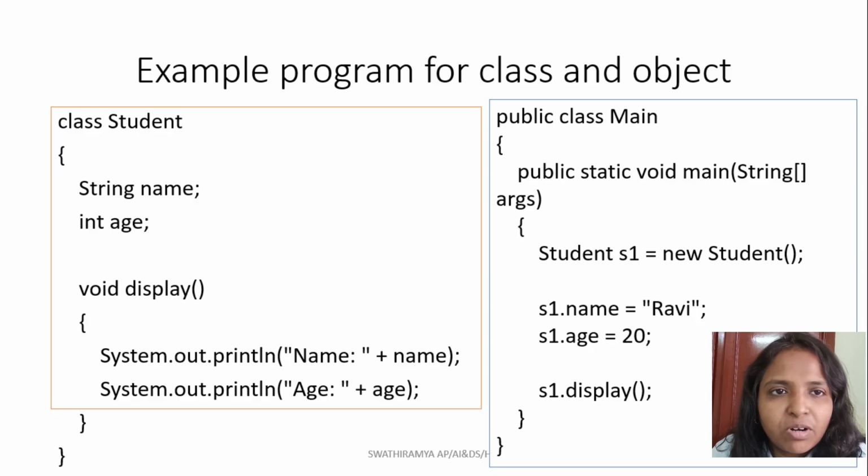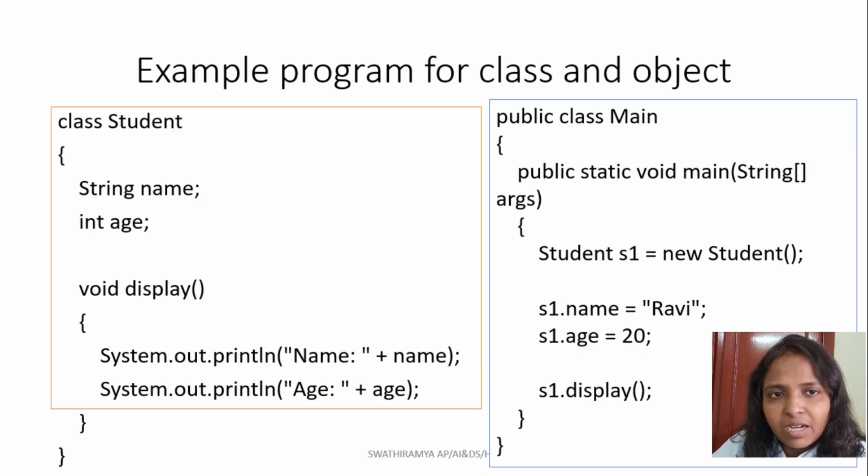For displaying anything, we use System.out.println. So System.out.println, in the double quotation the name will be displayed first, then the value of the name; to display the value of the name, plus name, I've given, then I've closed and ended with a semicolon. Similarly, System.out.println, in the double quotes age, so the age string will be displayed. To display the value of the age, plus age, the variable has been added over here. So with this I have closed the display function and also the class student.